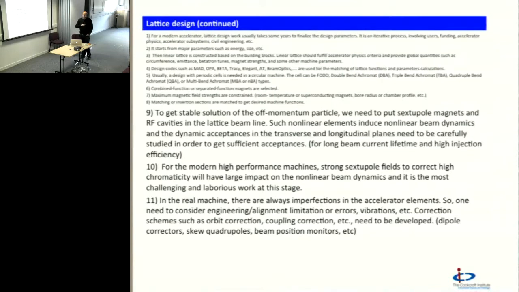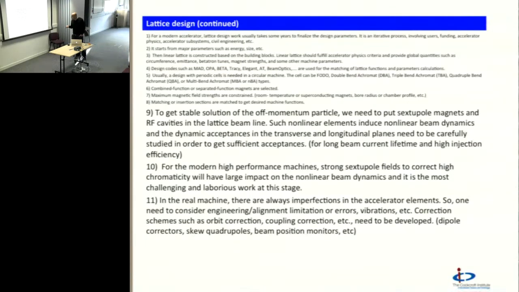Those things have to be corrected. Also everything else does, power supply ripples, ground motion. So what we generally do is add two things to our lattice. One, diagnostics. For example, for the orbit, we have BPMs, beam position monitors, to know where the beam is. And then we have extra dipoles, dipole correctors, that see what happens in these BPMs and feed back to correct the orbit to what it should be.